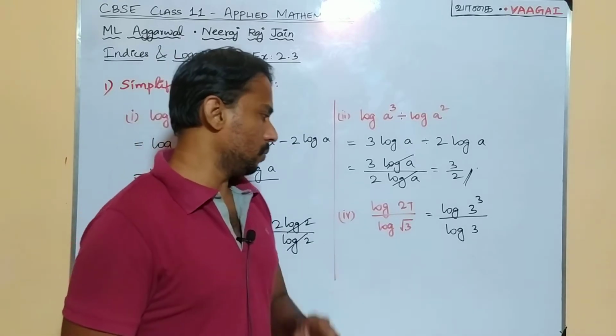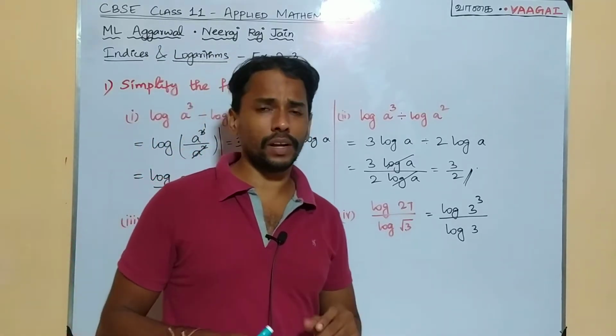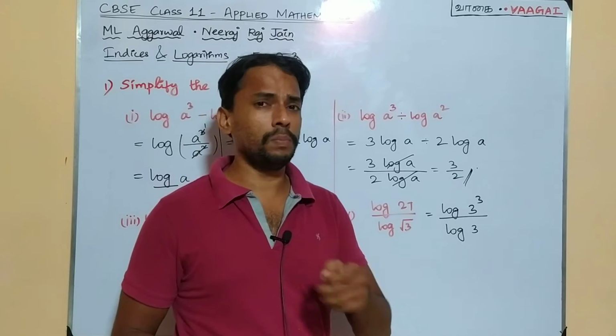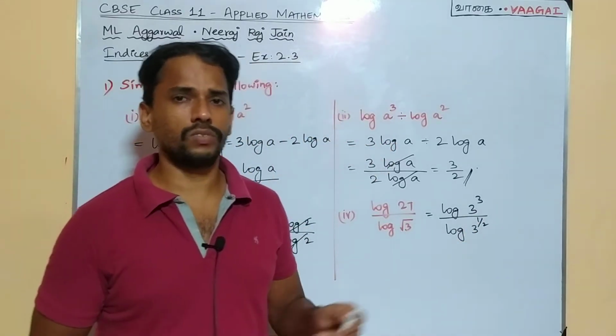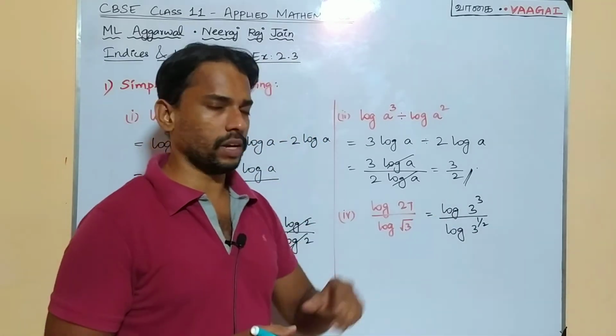Coming here, this root 3 can be written as what? Root 3 is actually 3 power what? It's nothing but 3 power half. All these things we have seen there itself, right? So 3 power half I can write like this.